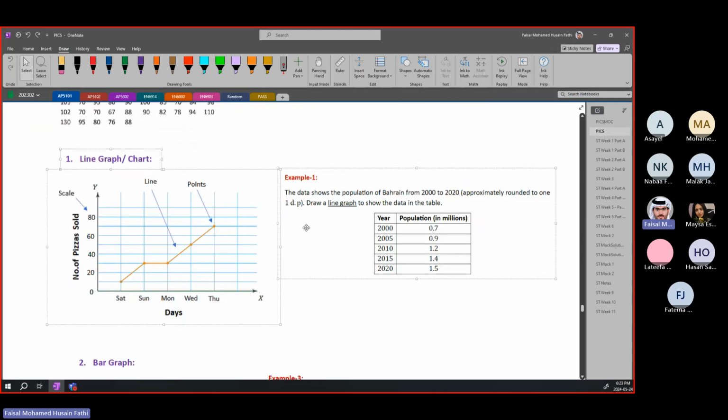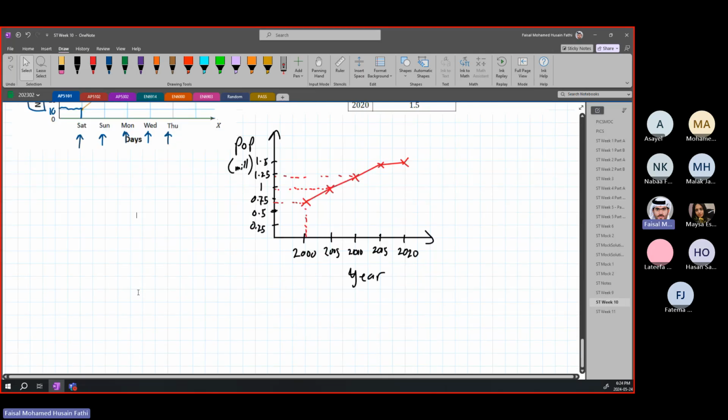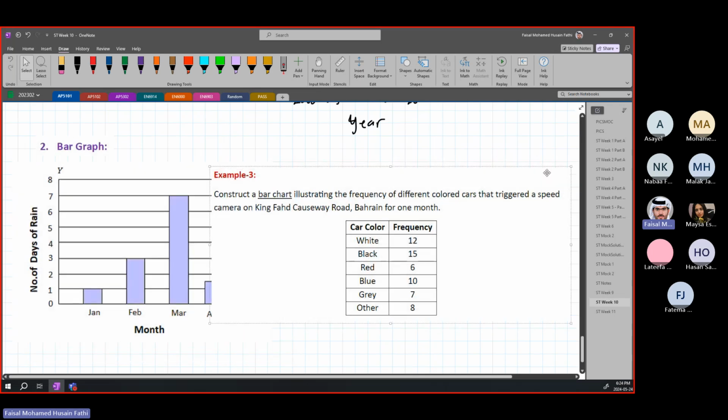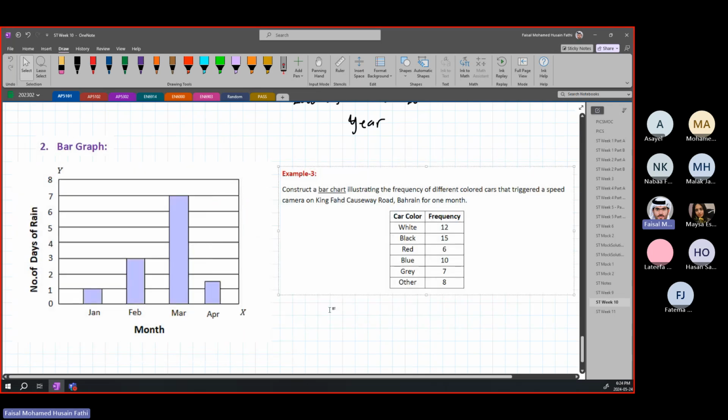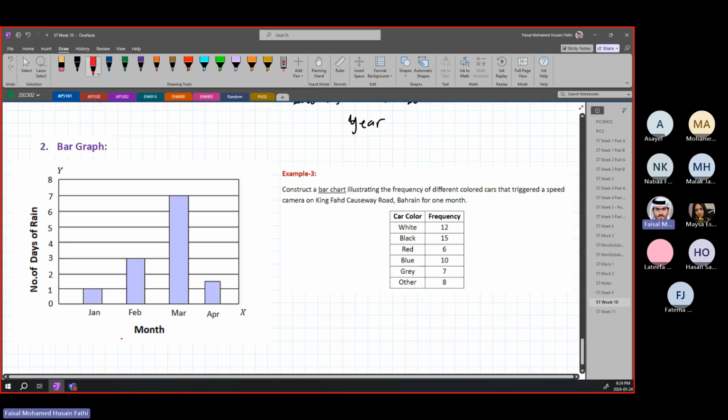All right. The second type of graph you're going to see a lot is a bar chart. A bar chart is simply, as the name says, a chart that has bars in it. So what does that mean? If we look at this example here, we have the months given down here.